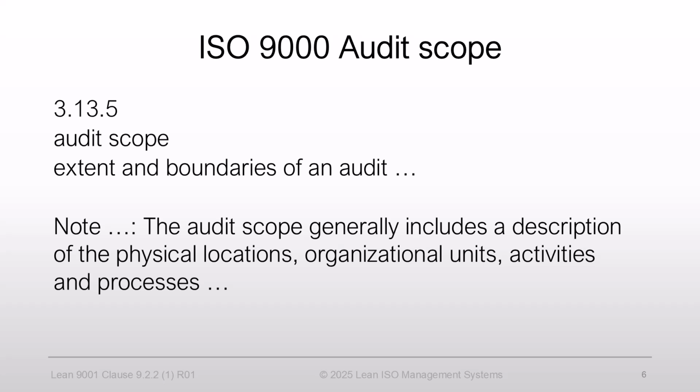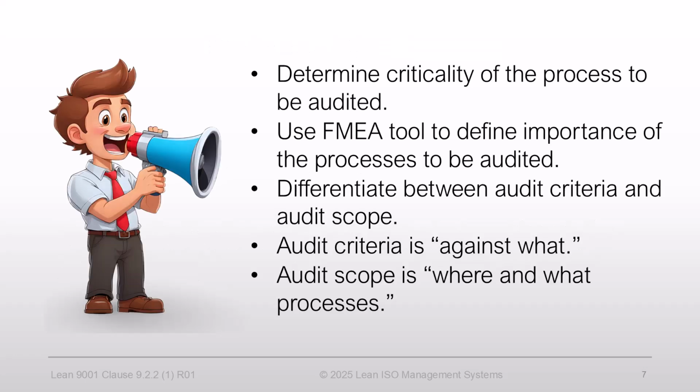This is all the time we have for today, folks. Meanwhile, let's summarize what we covered today. Determine the criticality of the process to be audited. Use the FMEA tool to define the importance of the processes to be audited. Differentiate between audit criteria and audit scope. Audit criteria are against what, and audit scope is where and what processes.